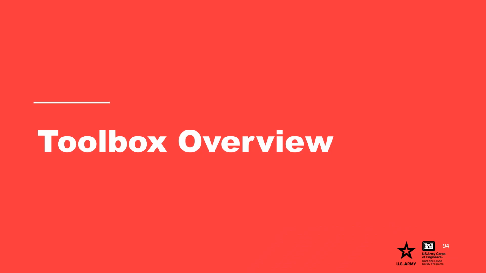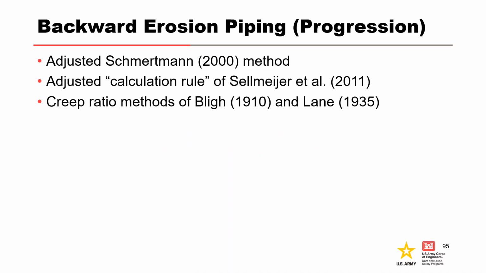Toolbox overview. The RMC Backward Erosion Piping Progression Toolbox contains 3 methods to help assess the likelihood of backward erosion piping progression. The adjusted Schmertmann method incorporates the work by Robbins and Sharp from 2016 to transform into a probabilistic method.